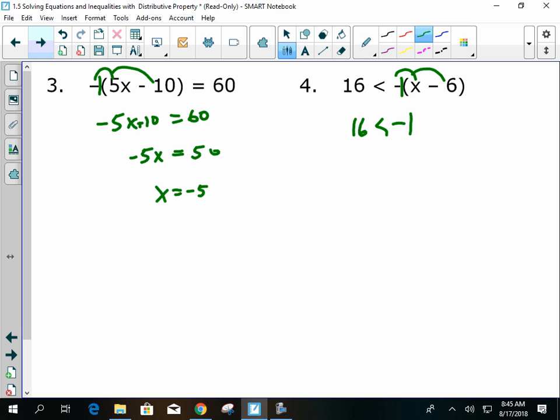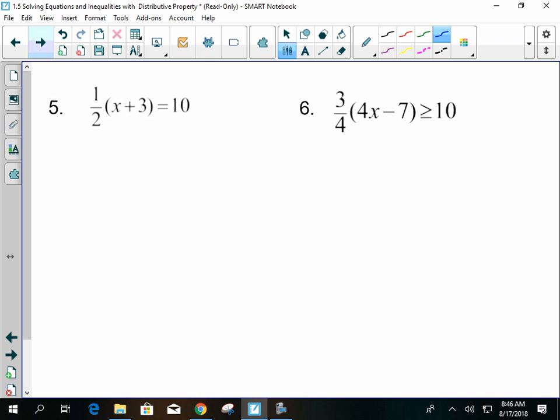16 is less than negative 1x plus 6. 10 is less than negative 1x. Now, because that's a negative 1x, I have to divide both sides by negative 1. Negative 10 is greater than x. I had to flip my inequality because I divided by a negative. Okay.